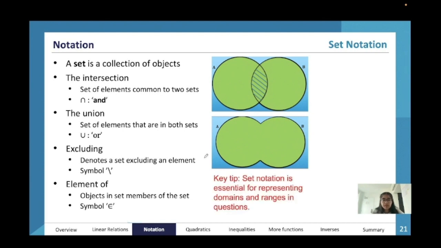And then excluding, we don't have a Venn diagram, but it's basically A, not B. Element of: if I had a little category inside A, then this little blue thing would be an element of A. And a little tip, set notation is really, really important when we talk about domain and range. We're going to come to that towards the end of our lecture, but just keep set notation in mind.